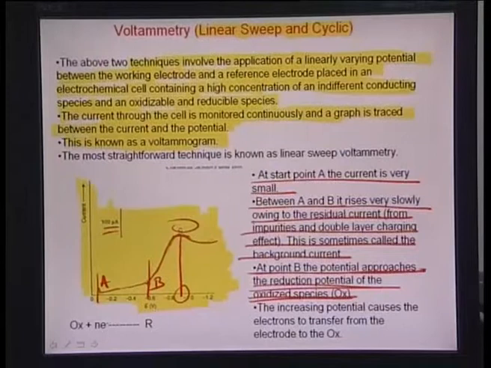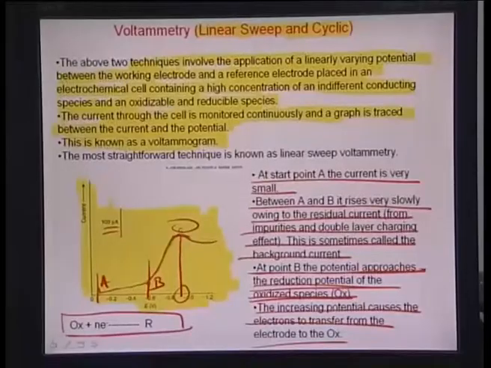So the increasing potential causes the electrons to transfer from the electrode to the oxidant OX. And so there is an increase in current, of course, as you know, is a flow of electrons. So if there is an electron depletion, there is an increase in current because of that. So here the reaction which takes place really is OX combining with n electrons to form the reduced species R in the process. So essentially, as you see, some of the important conclusions here: the increasing rate of reduction causes the cell current to increase. That is conclusion number 1.